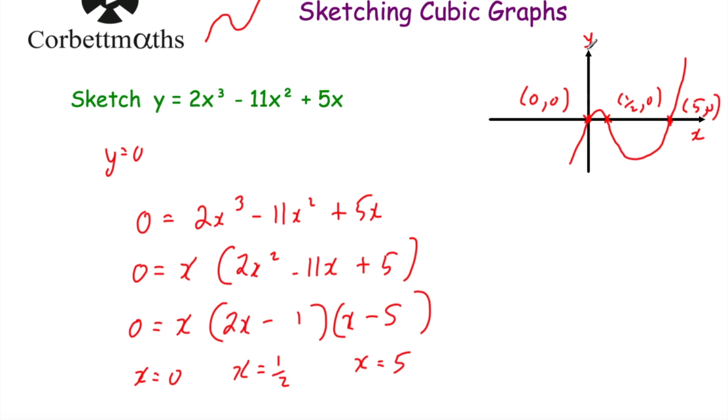And in terms of step 3, where it crosses the y-axis, we already know it passes through the origin. So we don't actually need to find the y-intercept because we know it's going to be 0 there. If we put 0 in, we'd get y equals 0. So that means it passes through the point 0, 0. And that's it.